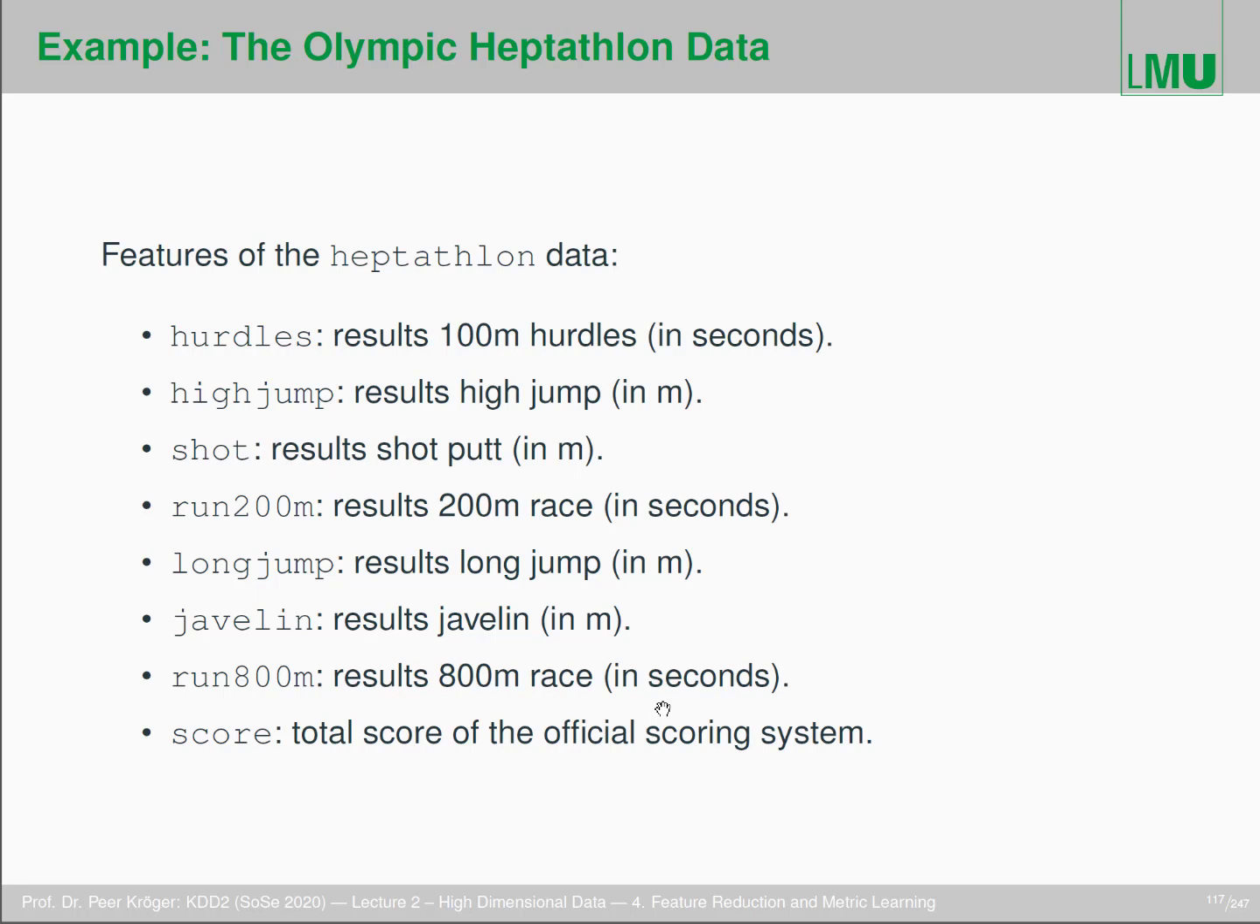Also, the result is in seconds, and the whole thing comes with a score. Those 7 are the original 7 features, and the score is the total score of the official scoring system. Everybody gets some specific number of points for some specific result in the 100-meter hurdles. That's just a table that you look up.